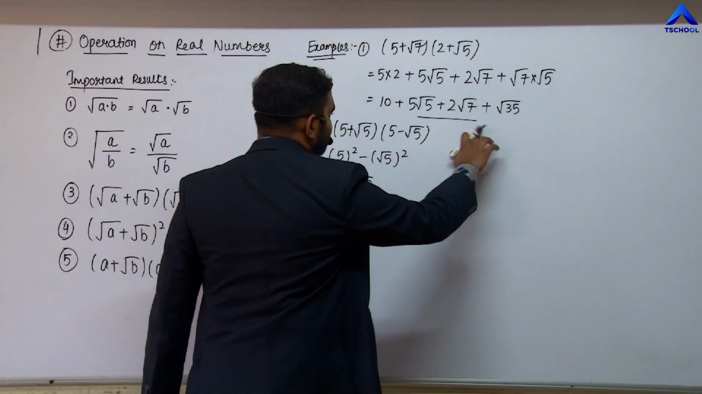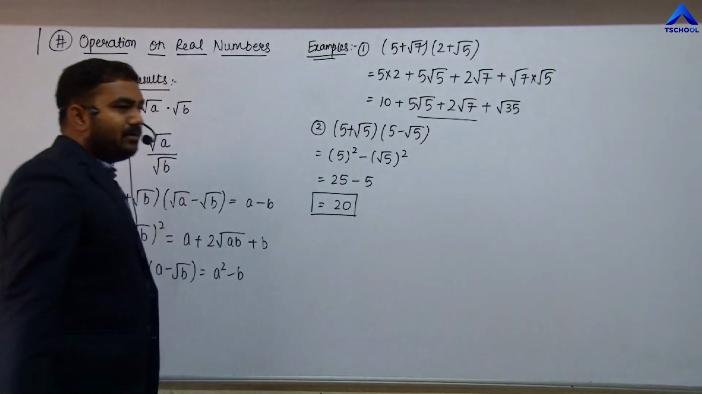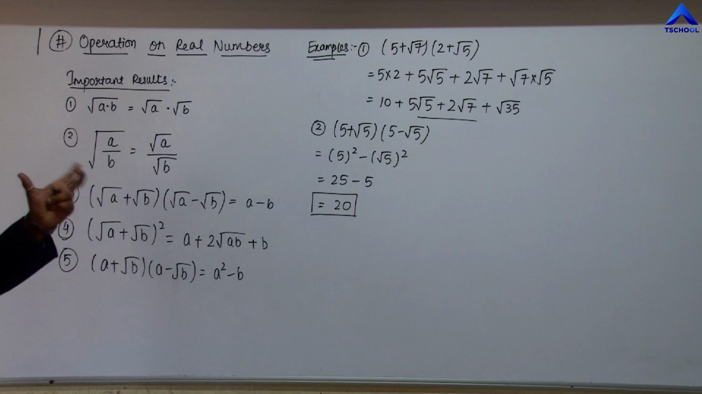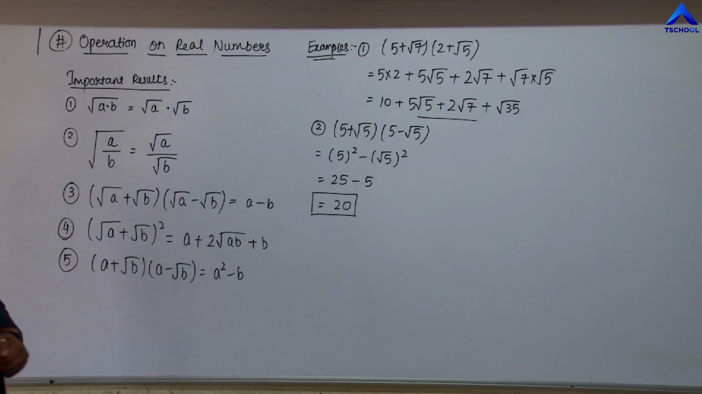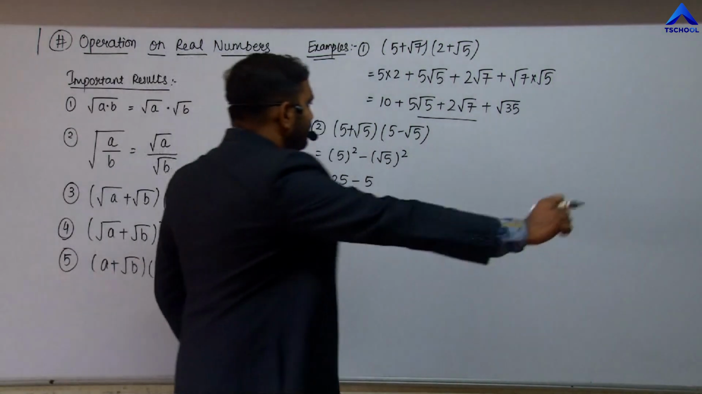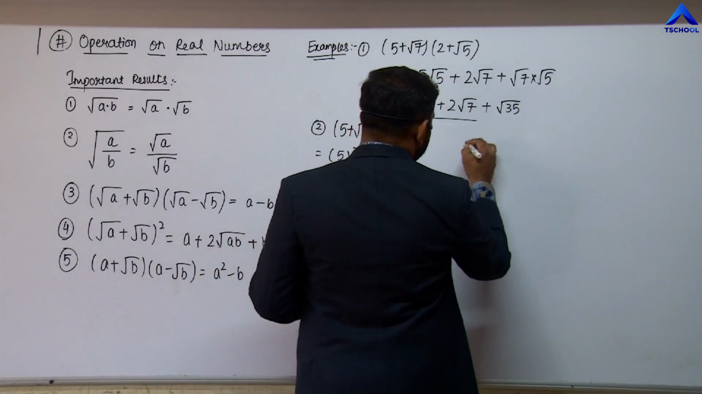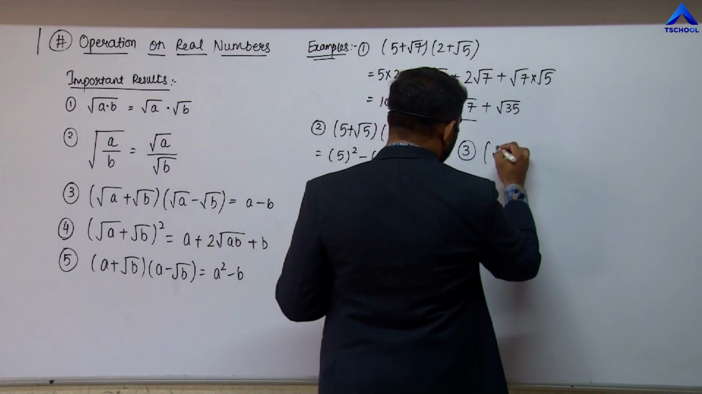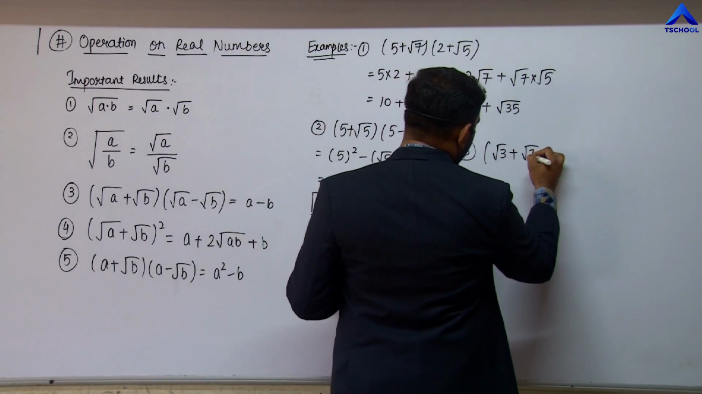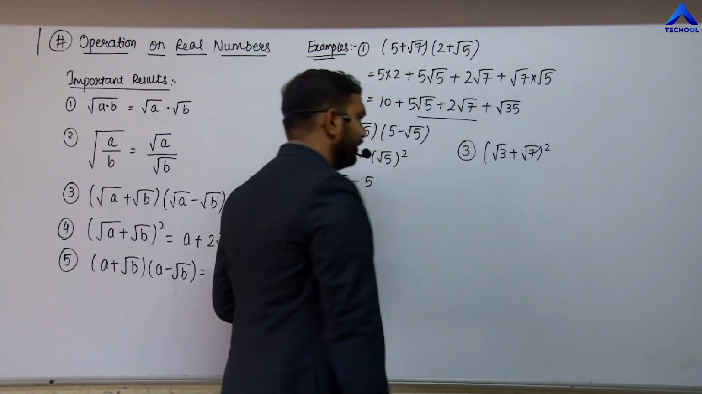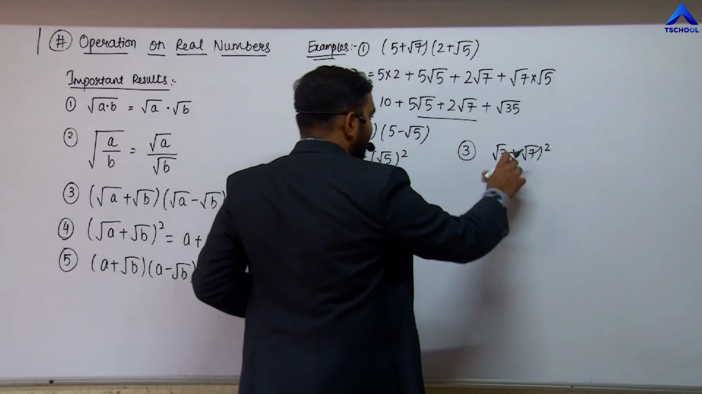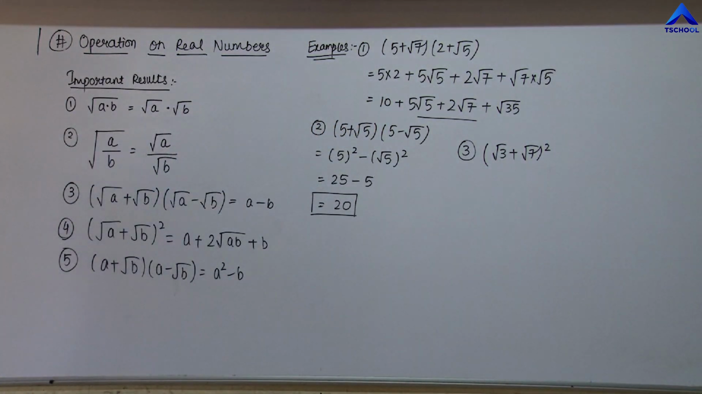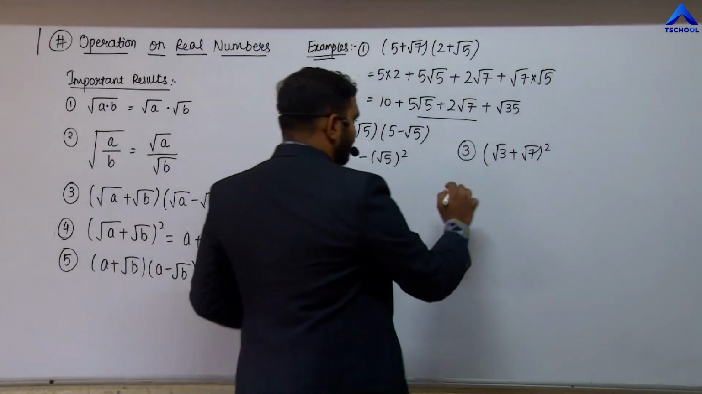The first one, see friends, had a compound number where we had one integer and three irrational numbers. Okay, let me solve one more example, that is root 3 plus root 7 whole square. Root 3 plus root 7 whole square, right? That is I think the fourth property or the fourth result that we have written over here.